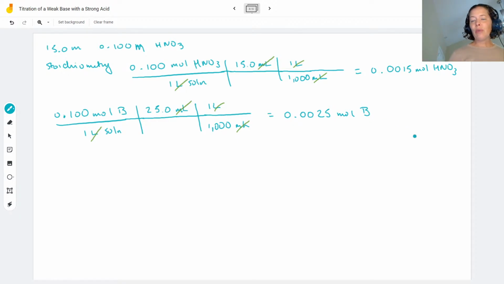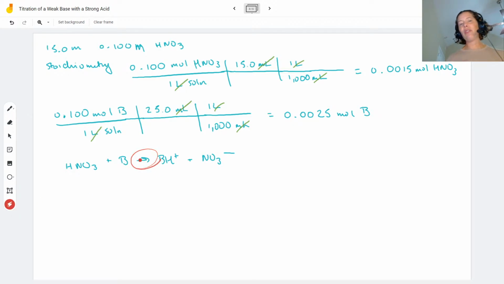Let's write out the chemical equation. This is a one-to-one chemical equation, but writing it out is going to help you see it a little bit easier. So we have nitric acid plus our pyridine gives us our protonated pyridine plus nitrate. Now notice I gave this a right-hand arrow only. That is because this is a stoichiometry problem.